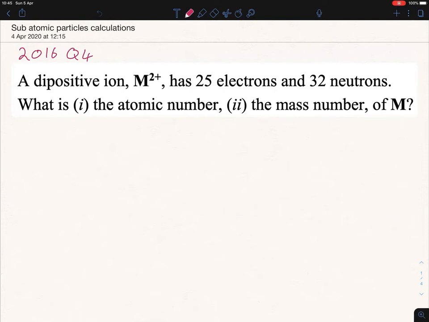We're told in that question that an ion, M2+, as we can see here, has 25 electrons and 32 neutrons. What is the atomic number and the mass number of this element? And again, it's just a random element, so we don't know what it is. So we write down here our M2+.